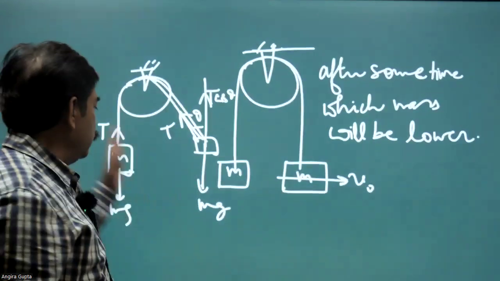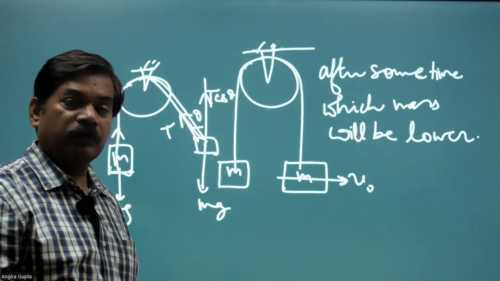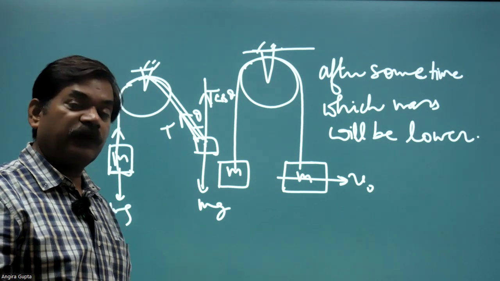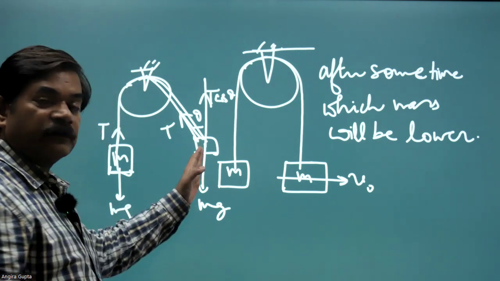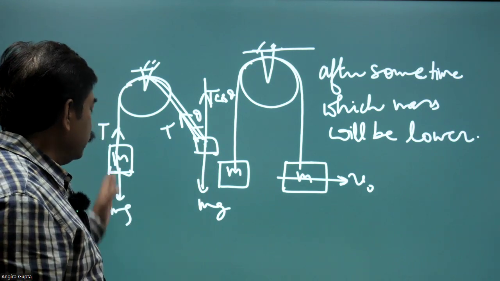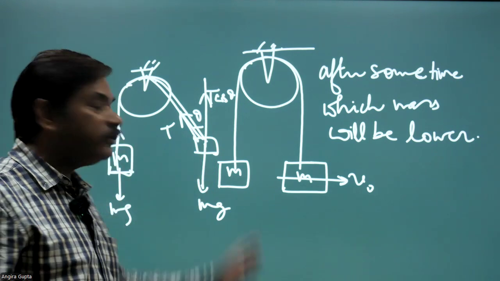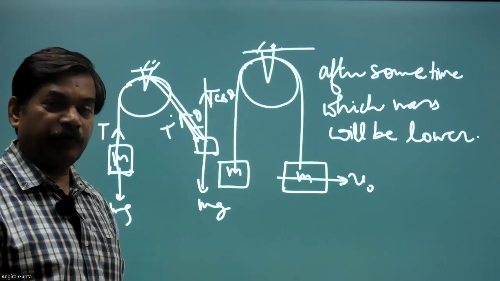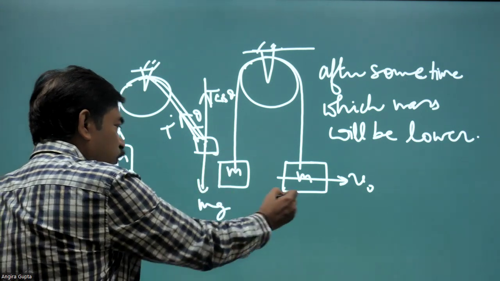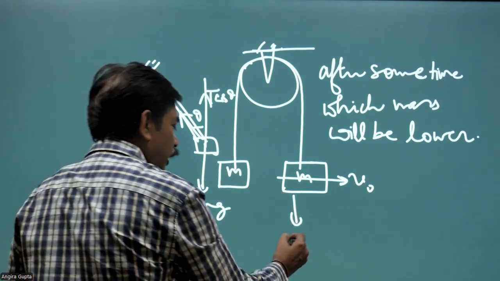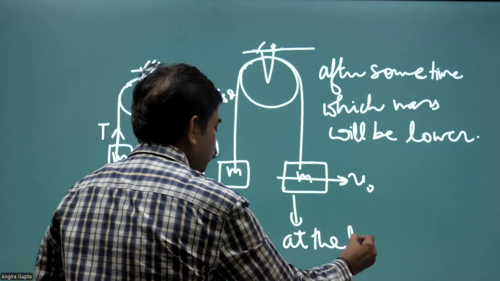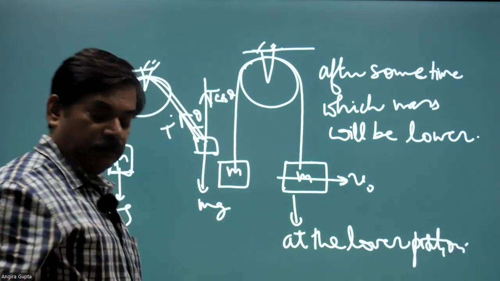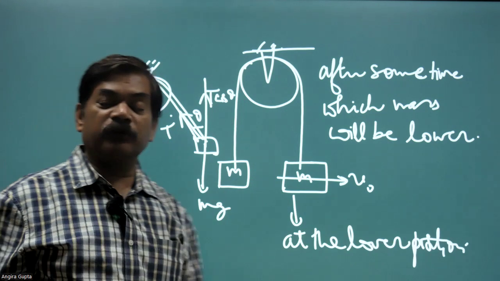So which force is decreasing here? The upward force. In this case, the upward force is always T. That means the net force in the downward direction will be more in this case. In both the cases, in the downward direction, we have mg. In this case, in the upward direction, we have T. And in this case, we have only one component of T in the upward direction. That means over a period of time, this block will be at the lower position. Is that clear? There's one string, so tension T on both sides will be the same.